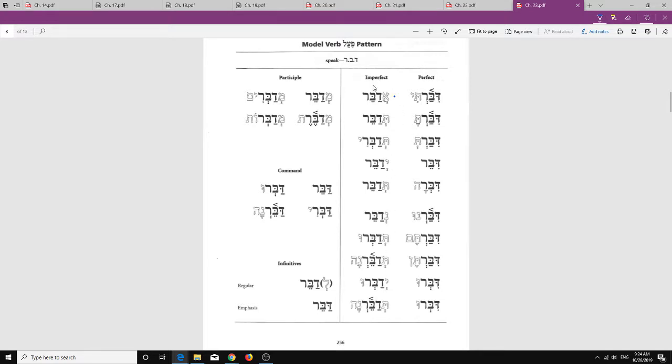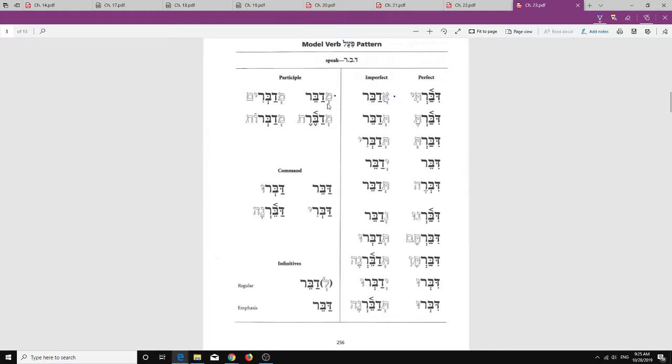So what can really help you in identifying this imperfect again is this dagesh in the middle, the second root letter, and the shava underneath the signal letter, or in the case of an aleph, which can't take a shava because it's a guttural, a hatef vowel.